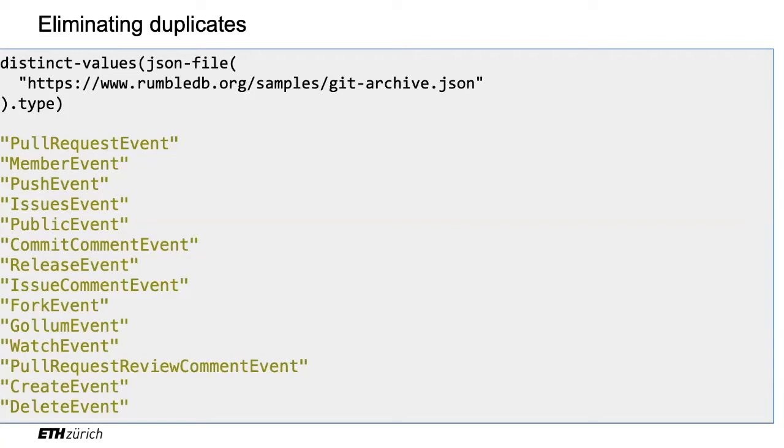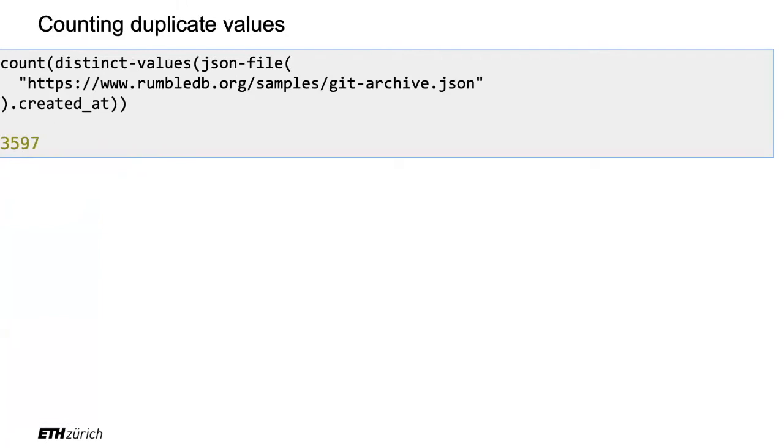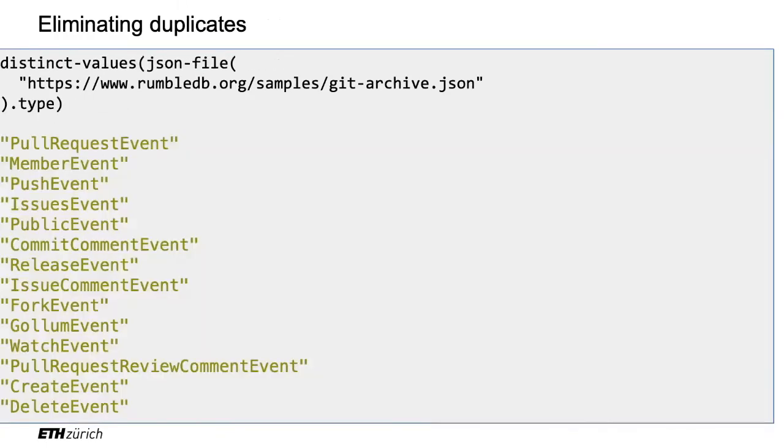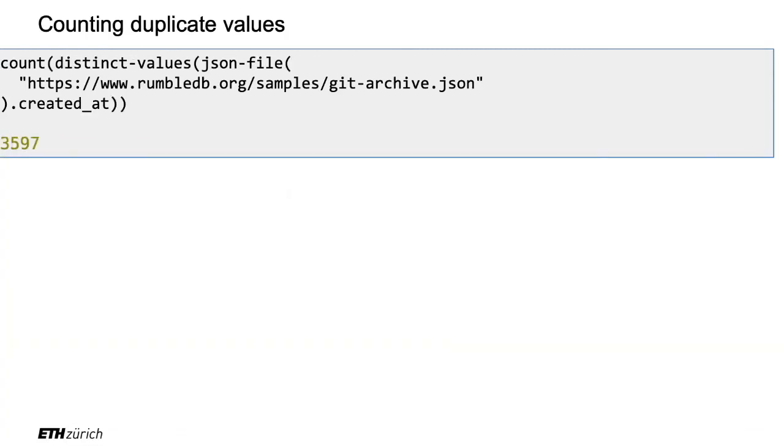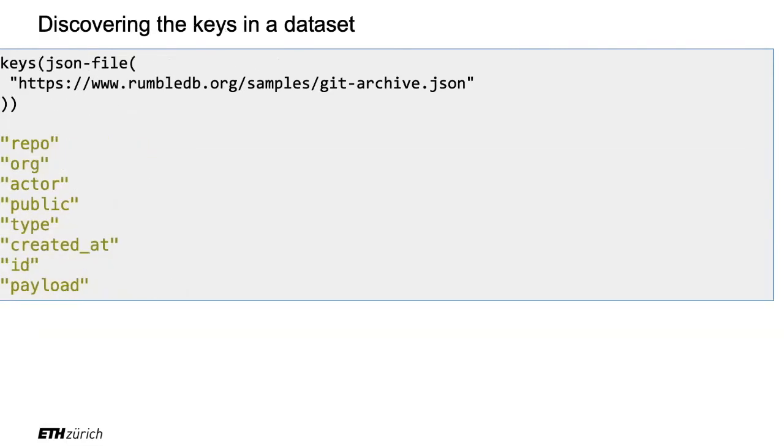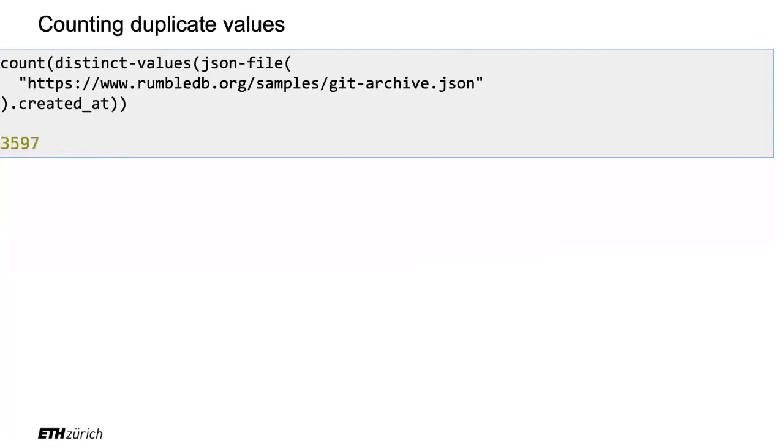This is the sort of thing you do when you discover a data set. You do schema discovery and then you learn about it, right? You could also try, let's see, created at, for example. That's another one of the keys that was here, right? Created at below type. So we can go there and count the number of distinct values, still exploring the data set. So here we learn that there are 3,597 different values for created at for this data set.